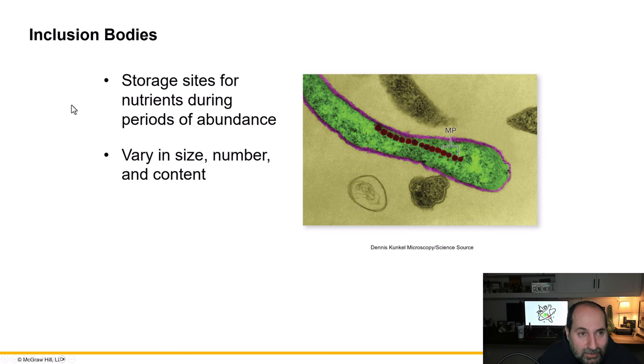In bacteria, you also have structures called inclusion bodies. Inclusion bodies are storage sites for nutrients during periods of abundance. So let's say that the bacterium finds a source of phosphate. Phosphate's a pretty important nutrient for the cell. It can form a little inclusion body, which is a storage site inside of the bacterium for phosphate. And it can make these inclusions for various types of nutrients in periods of abundance.